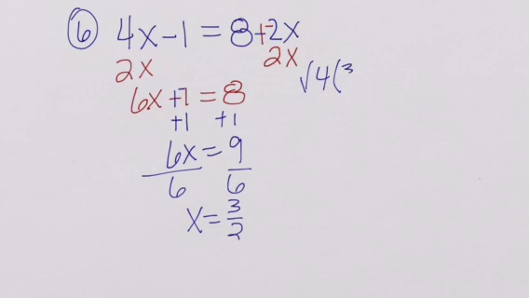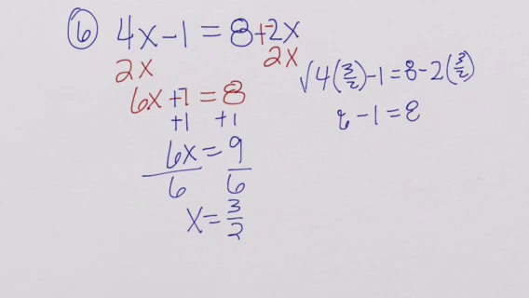4 times 3 halves minus 1 is equal to 8 minus 2 times 3 halves. When I multiply the 4 times 3, that's 12, divided by 2 is 6, minus 1 is equal to 8 minus, and I'm going to do 2 times 3, which is 6, divided by 2, which is 3. So we're going to have 6 minus 1 is going to be 5, and 8 minus 3 is going to be 5. Of course, you can add a line and change the sign on both of those. 5 equals 5, so x is equal to 3 halves.